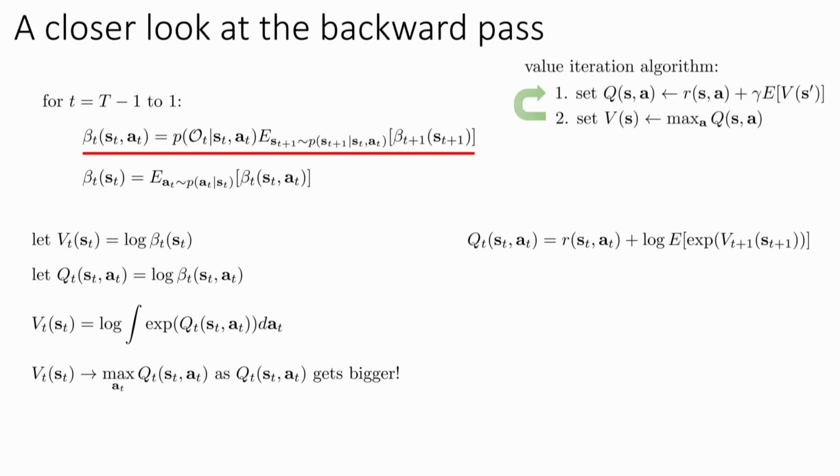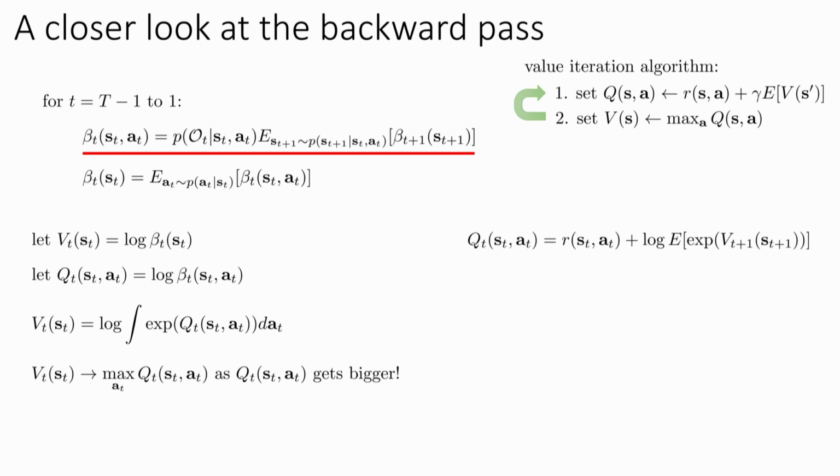If you remember the value iteration algorithm, it looked a little bit different. In value iteration, your q function was the reward plus the expectation of the next value, so all those logs and exponentials weren't there. And your value function was the max of your q. Now, we see that this becomes a little bit like the max if the q values are big enough. But what the heck is up with these logs and exponentials?